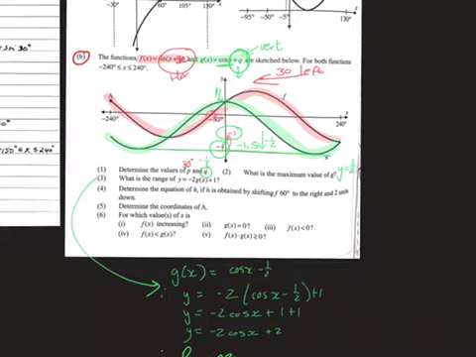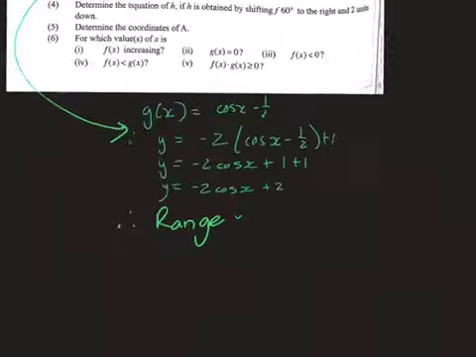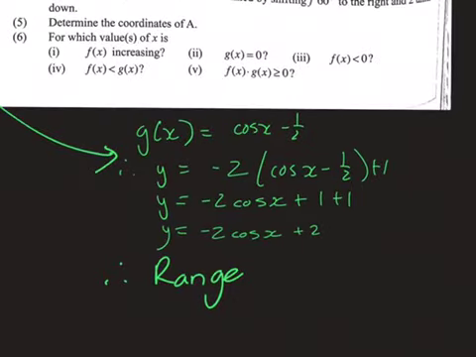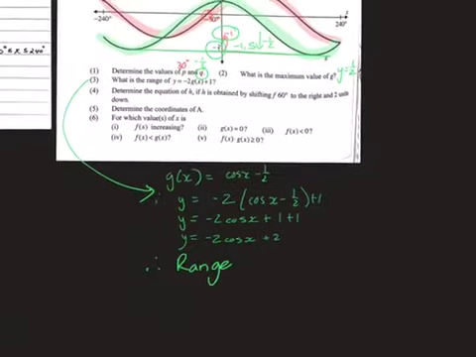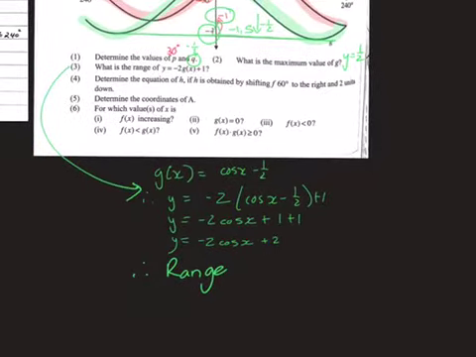Then for 3, what is the range of y equals negative 2g of x plus 1? All right, so first write down what g of x is. It's cos x minus a half. And then fill in what they've asked you to. We are saying negative 2 times this thing called g of x. So here's g of x, and then we're adding 1. So I'm distributing the 2 in. So it becomes negative 2 cos x. Negative 2 times negative a half is positive 1. Positive 1 plus positive 1 is positive 2.